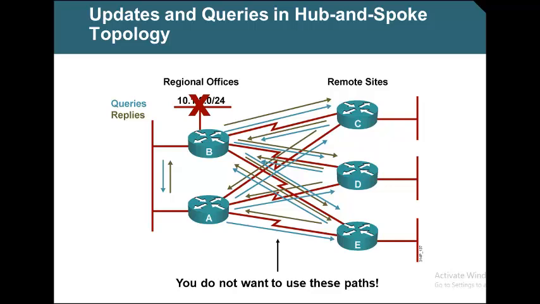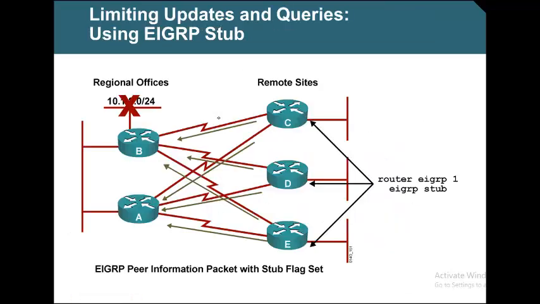When a primary route goes down, B is going to query. You see? So you need to see here. This is too messy. So to achieve this, what we need to do is configure C, D, and E to respond properly. We call it a stub, EIGRP stub.